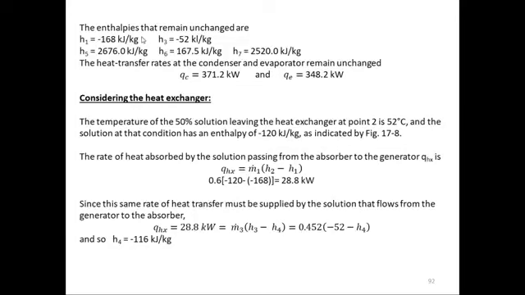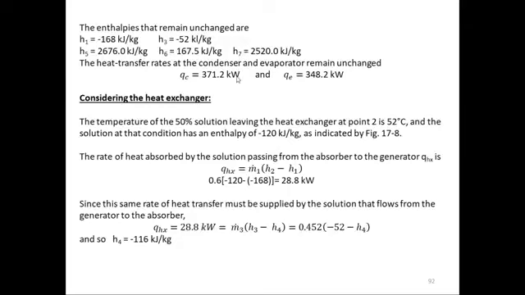The enthalpies that remain unchanged are H1 is minus 168, still the same. H3 is minus 52, still the same. Okay. H5 is 2676, maybe it had a different number before. H6 is 167.5 and H7 is 2520. So previously I think it was like H5 before. Only the number prefix has changed. The suffixes have changed, but the value is the same.